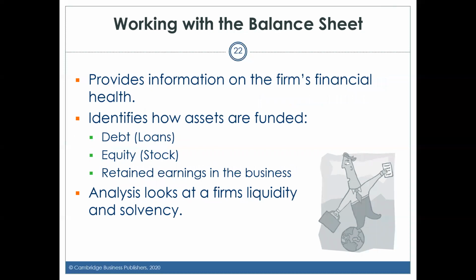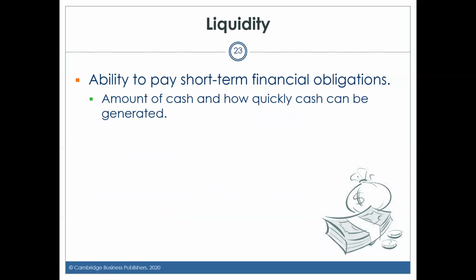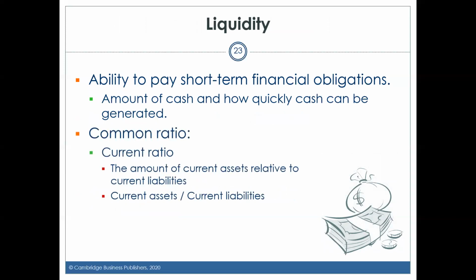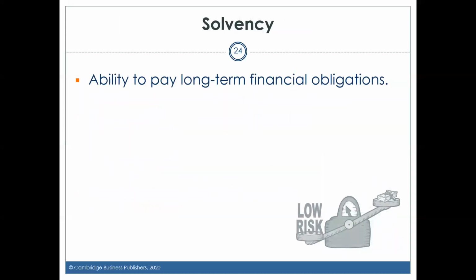So with the balance sheet, we're going to be looking at 2 ratios. One ratio will assess the firm's liquidity, which is the ability to pay their short-term obligations. And we use another ratio to assess their solvency, which is the ability to pay their long-term financial obligations.